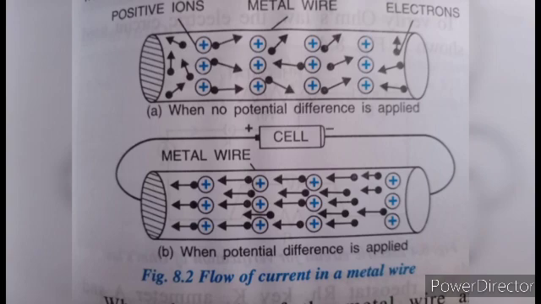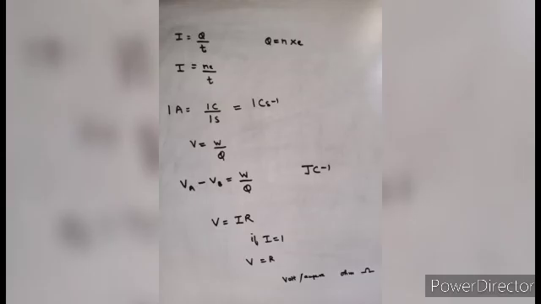Now flow of current. In metals, the moving charges are free electrons which constitute the current, while in electrolytes and ionized gases, both positive ions and negative ions are moving charges which constitute the current. If n electrons pass through the cross section of a conductor in time t, then the total charge passed through the conductor is q equal to Ne, or I equal to q upon t. It also becomes I equal to Ne by t.